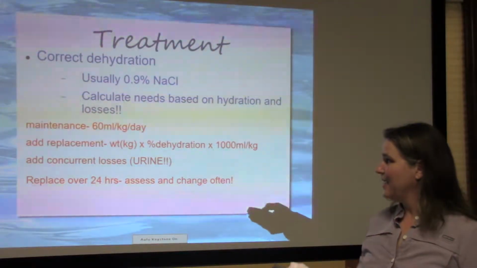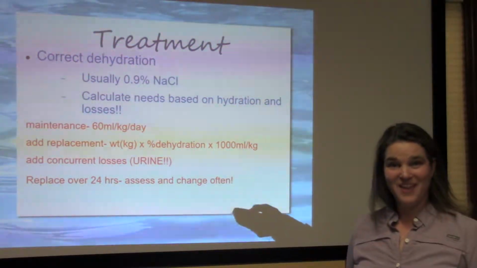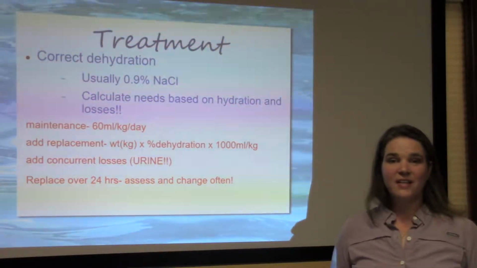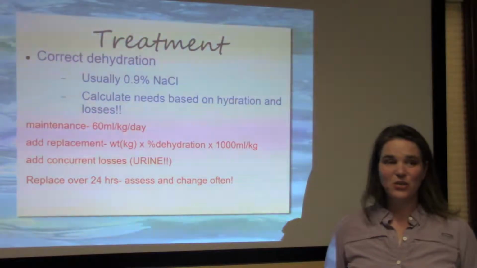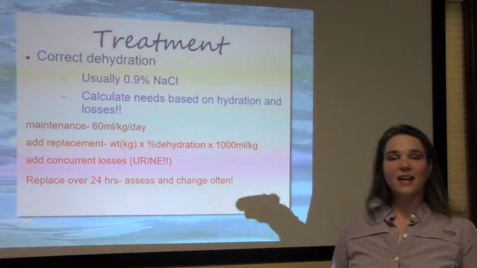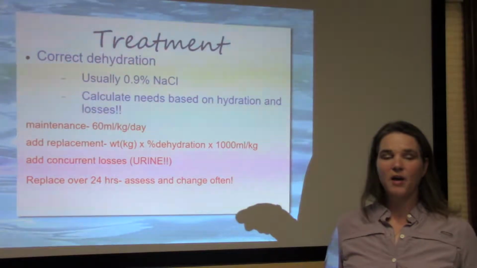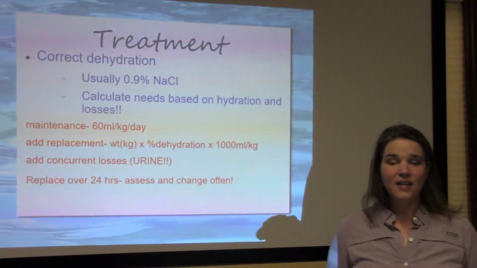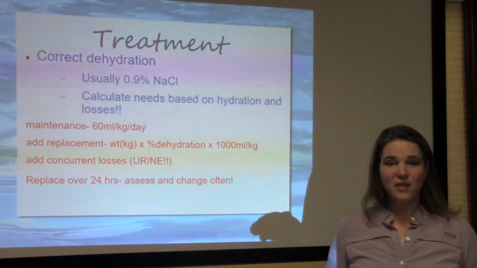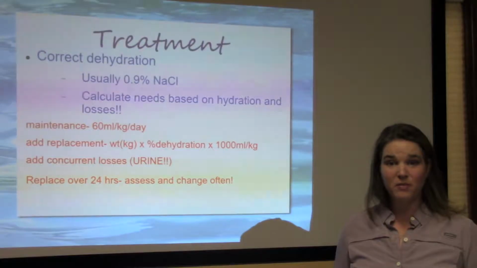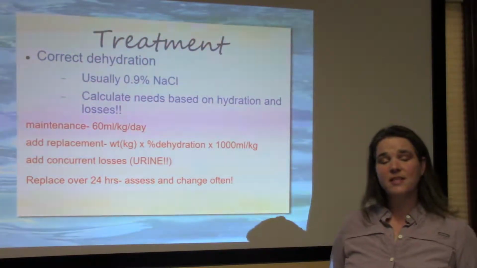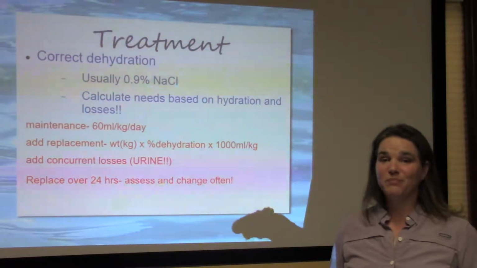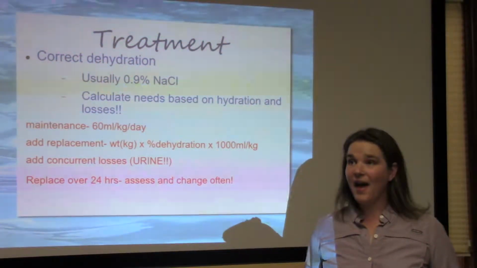Now, this is one of my pet peeves, and I expect you to be able to do these calculations. There are a lot of veterinarians out there that decide to pick a rate like twice maintenance, and they stick with that no matter what when they're treating a diabetic ketoacidotic patient. And that will not be effective, because if your patient is making 200 mils of urine an hour and you're only replacing 120 mils of urine an hour, then you are behind the ball. So you have to do the math.